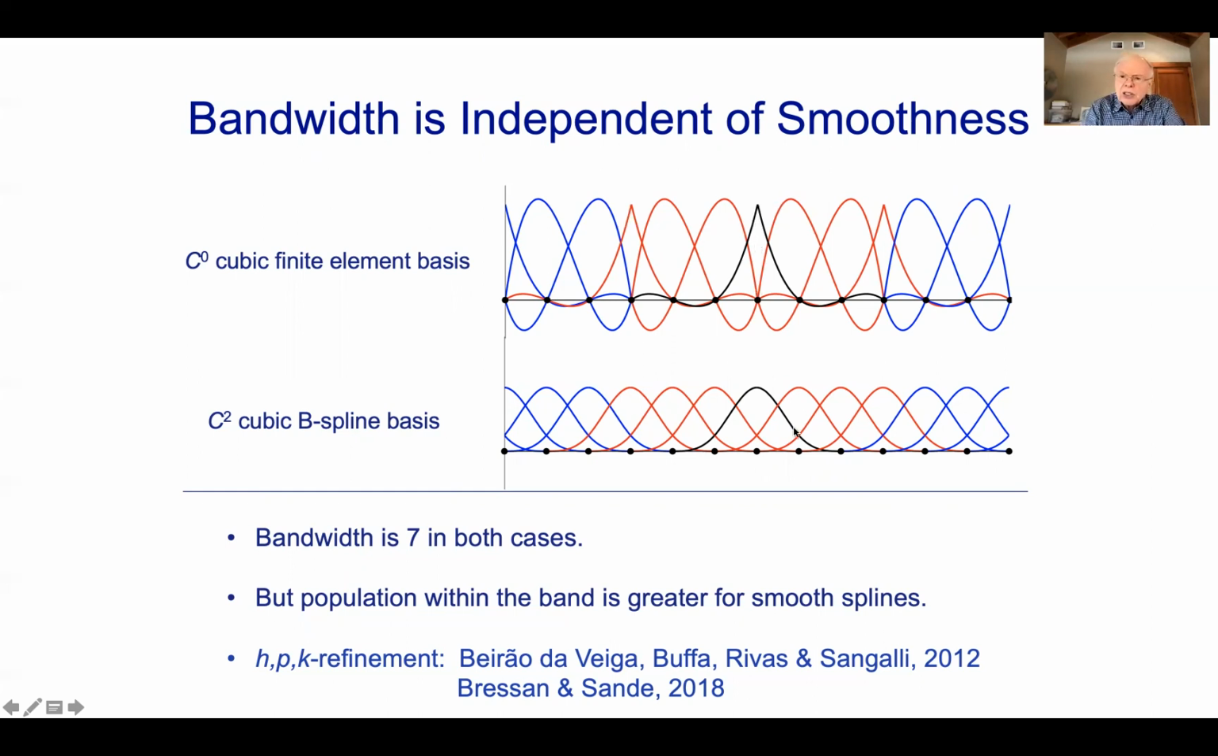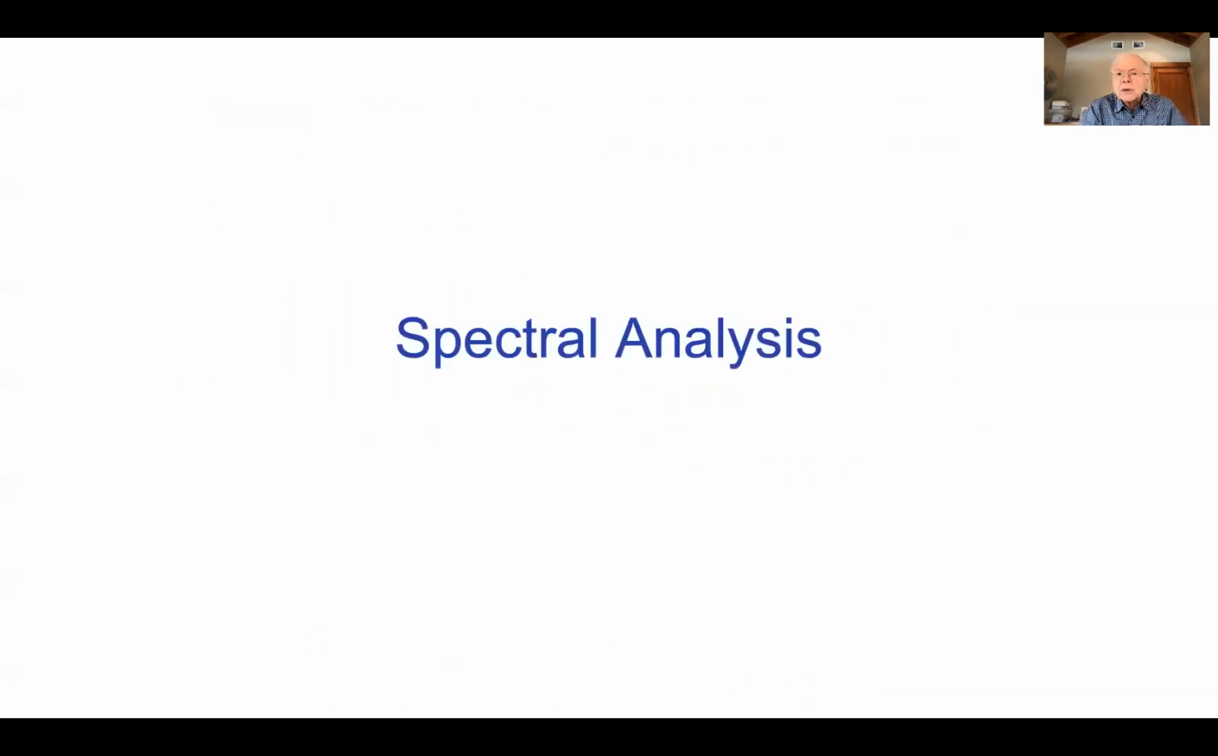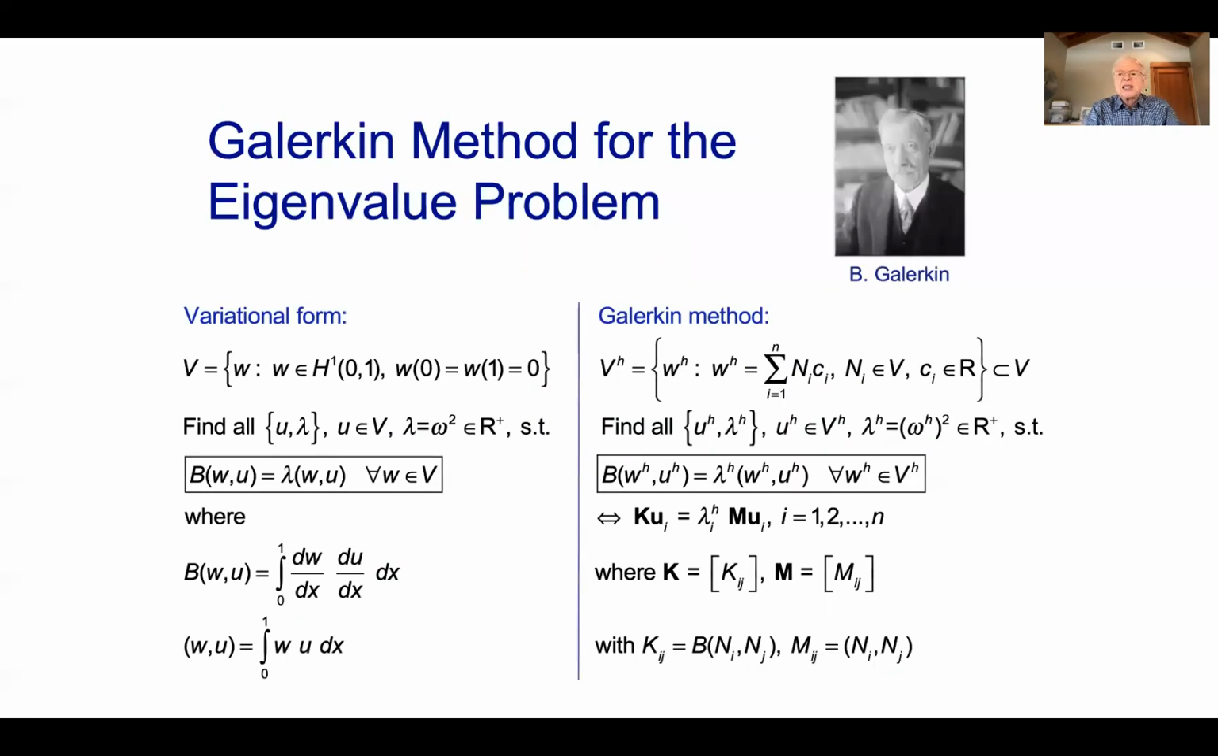The band profile structure, the outer band profile structure is the same, but within the band, you do have a denser structure here, which is, well, it's a drawback for direct solvers, but it's actually beneficial for iterative solvers. You have more coupling. So let's look at spectral analysis, and that will give us insight into the entire spectrum that we're working with when we discretize an object or structure or fluid domain, whatever.